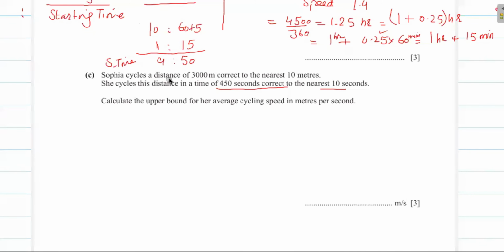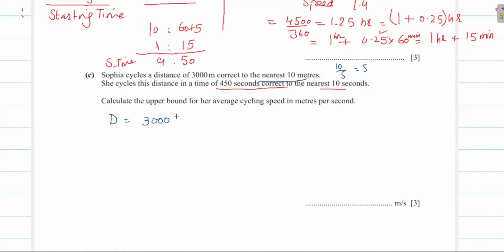Part C. Sophia cycles a distance of 3000 meter, correct to nearest 10 meter. She cycles this distance in a time of 450 seconds, correct to nearest 10 seconds. Calculate the upper bound for her average cycling speed in meter per second. Now, firstly, we write the distance here. D is equal to 3000 meter. And correct to nearest 10 meter means we take this value 10 divided by 2, we get 5.